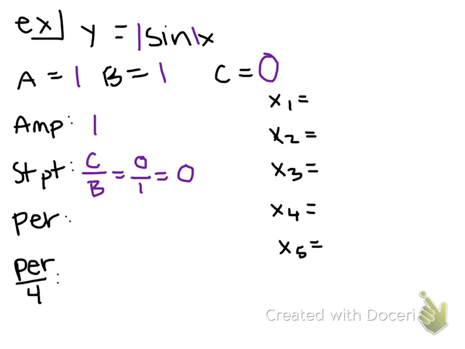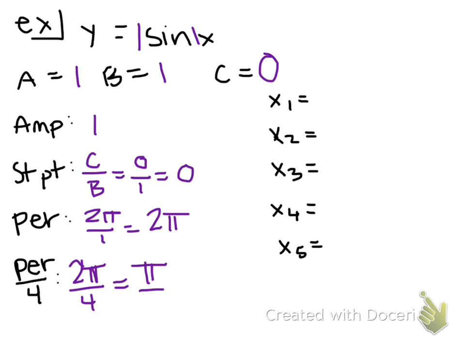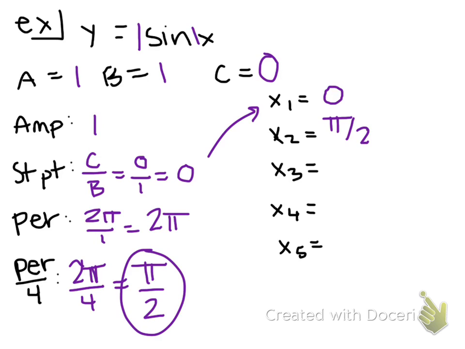Our period is 2 pi over our b value. In this instance, our b value is 1, so the period is 2 pi. And then we find 2 pi over 4, which is our period over 4. So the distance between each x value will be pi over 2, because we can reduce that 2 over 4. So remember, our x1 value is always our starting point. So my starting point is 0. And now I'm adding whatever my period over 4 is. So 0 plus pi over 2 will just be pi over 2.